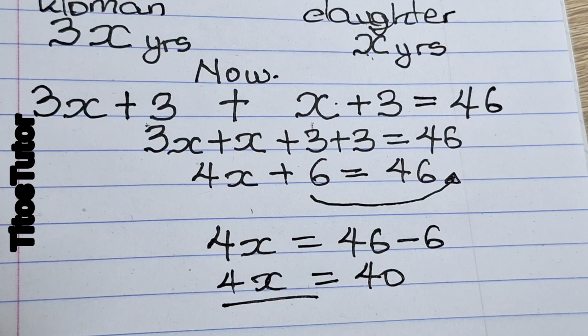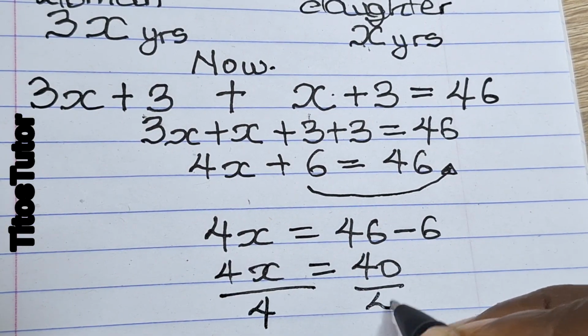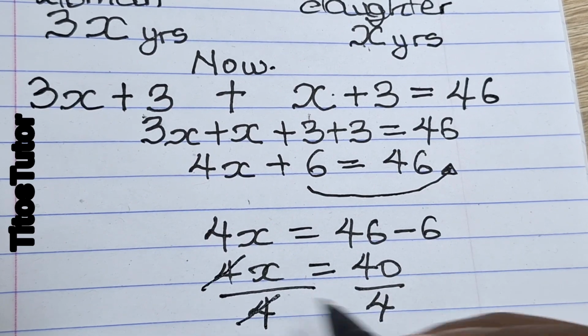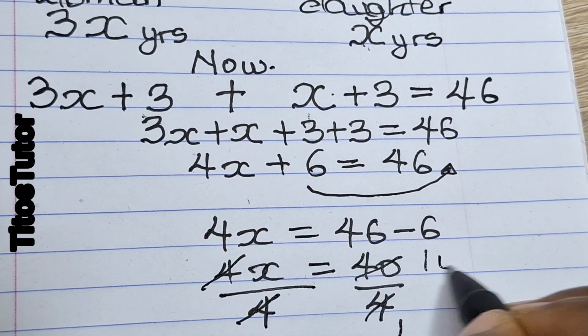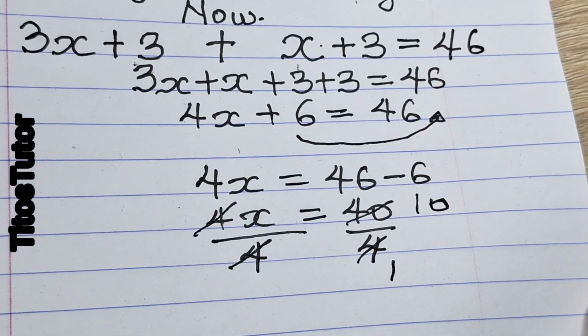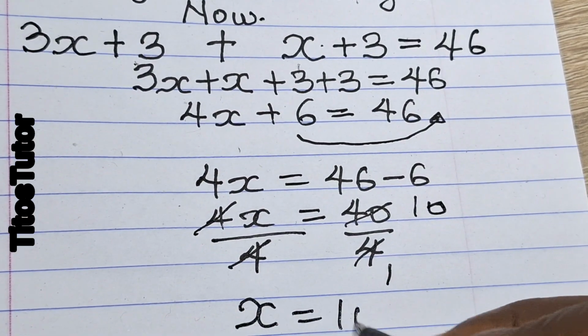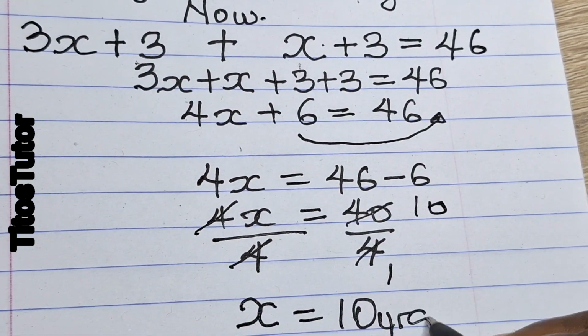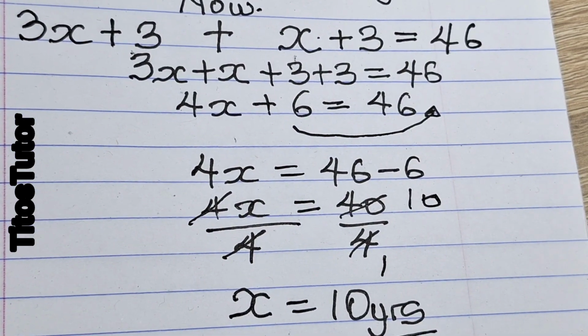So I'm going to divide both sides by 4 so that my x can stand on its own. 4 cancels 4, and 40 divided by 4 is 10. That means the daughter was 10 years old 3 years ago. And I am done.